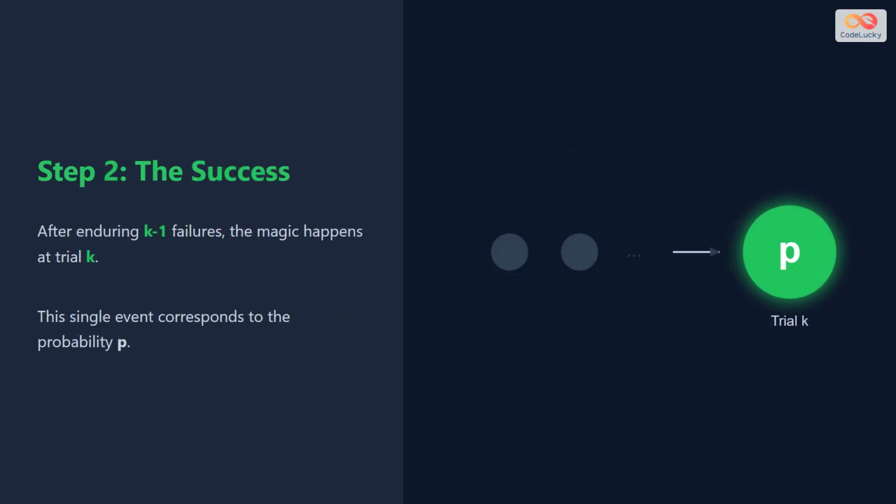Now for the final step. After all those failures, we finally reach trial k, where we succeed. The probability of this single event is simply p. We need this specific sequence: a string of failures followed by one success.